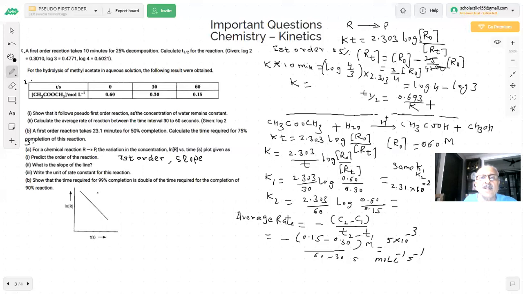What was the equation? When you draw the graph, y is equal to mx plus c. Rt is equal to, what was that equation? This equation. What was the value of the slope? Sir, slope will be minus k upon 2.303.